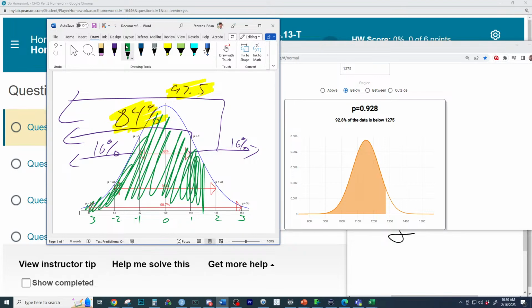That's the deeper understanding where you're able to draw it and say, okay, what would this look like? How would this be on the curve? And if you notice here, this has the z-scores. This has the actual numbers. You could have entered in the z-score too.